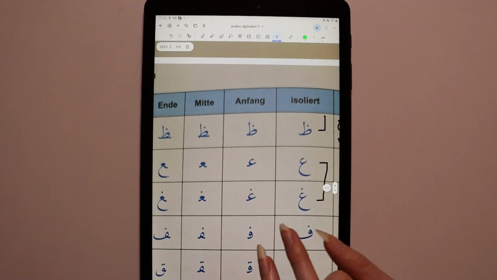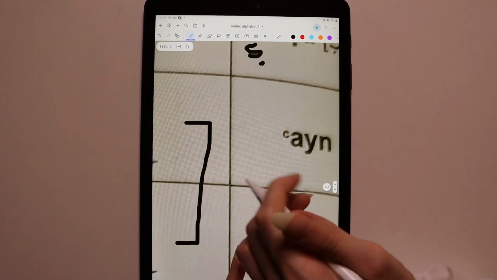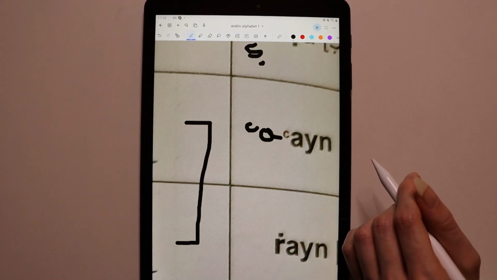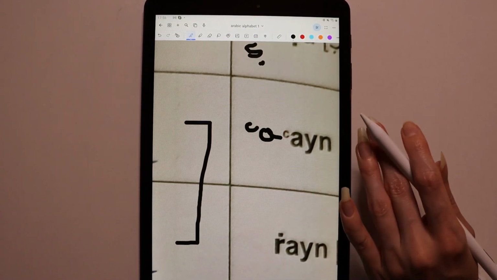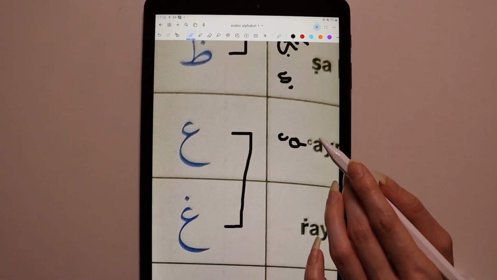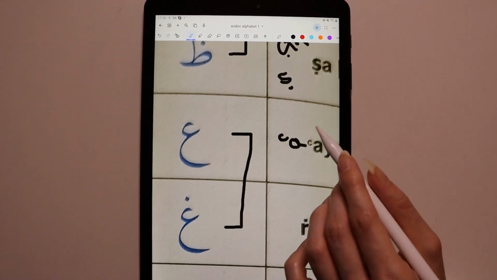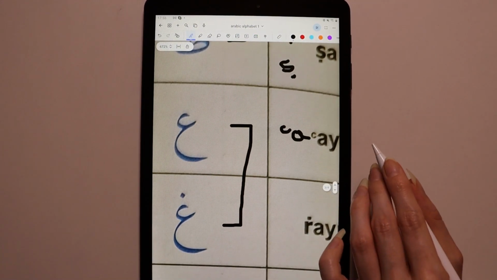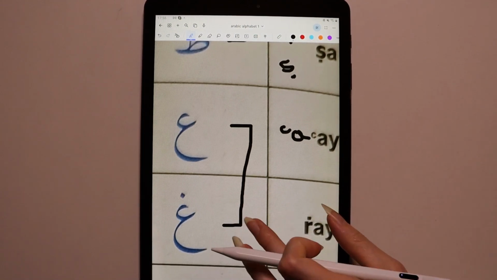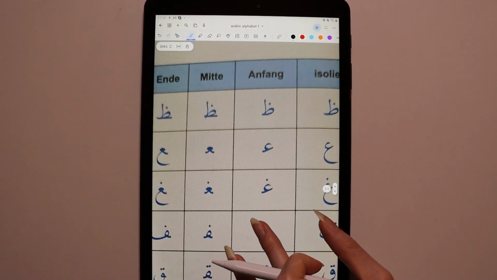Now we have ein, and rein. So ein is also often written like this, with a small c, and then an a. It's kind of like a glottal stop, but it's not exactly like hamza. It's more like, as an example, if you want to say come in Arabic, you say ta'ala, and it's more like ah. It doesn't always come after an a sound. It also comes before a lot of different vowels, kind of like a glottal stop, but maybe not exactly.